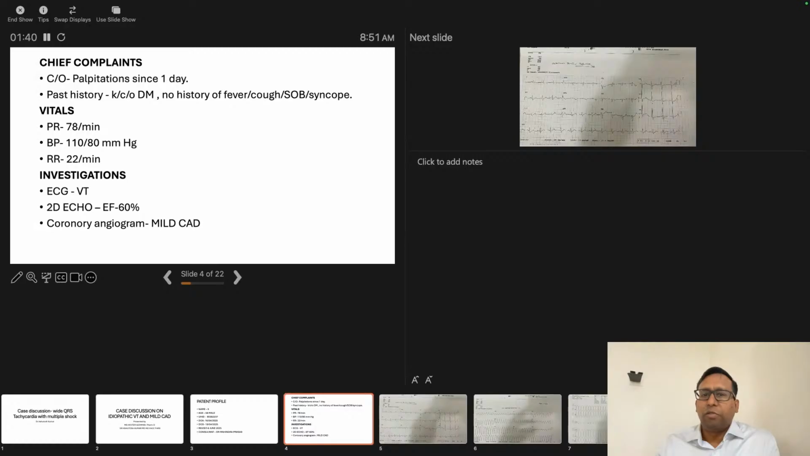History of diabetes for some time. There is no fever, cough, SOB or syncope. All of this is important. If fever, it means the patient may have a history of myocarditis. The patient may have cough and cold; a post-viral illness associated myocarditis can be one of the possibilities. History of SOB means breathlessness. Why are we asking? The patient may have heart failure also.